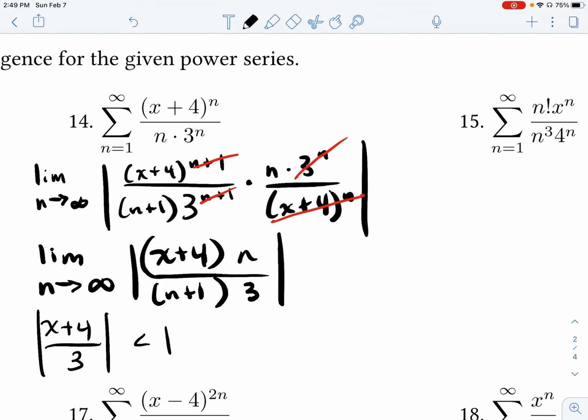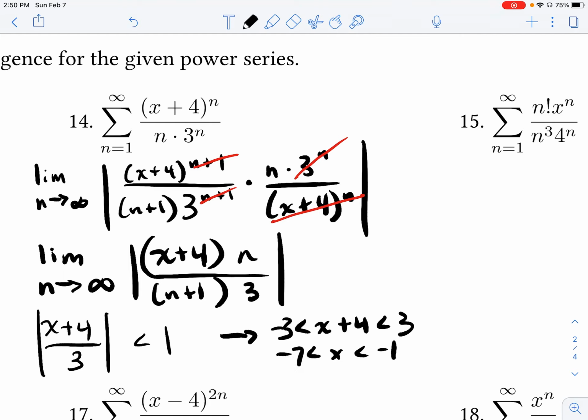And since this was already the absolute value of 3, we actually don't need an absolute value around the 3, but it's fine. I'll leave that in there. So what does that allow me to write this as? This is x plus 4 is less than 3, but greater than negative 3. x is less than negative 1, but greater than negative 7.